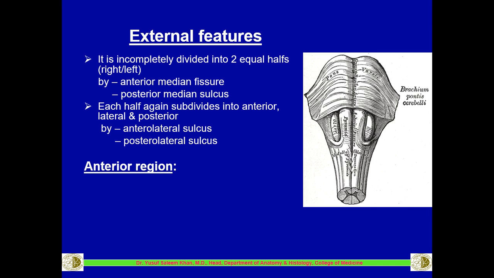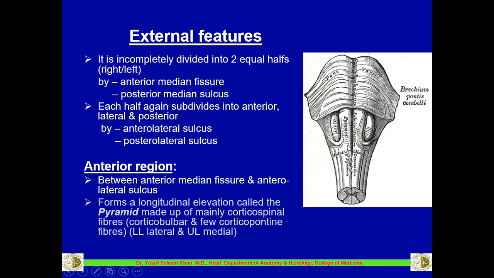So what is the anterior region? The anterior region is this area between the anterior median fissure and the anterolateral sulcus. This region is called the anterior region. This region is very important because of the very important structures present here.